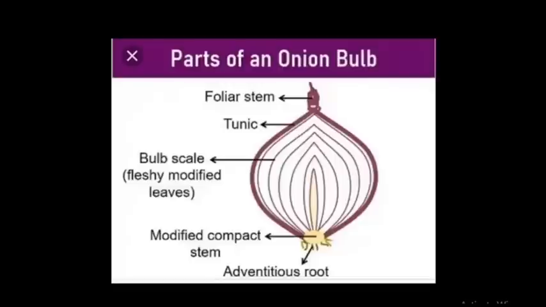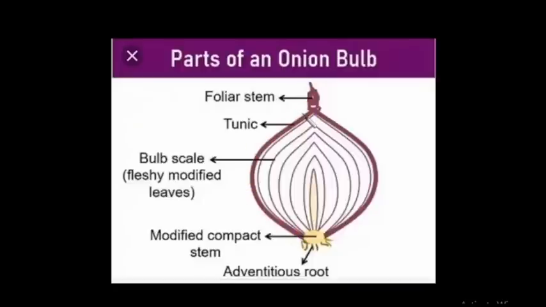This is another picture. Now this picture is a labeled diagram of the onion, particularly one that has a longitudinal cut, a cut from top to bottom. If you look at this part here, this is the foliar stem of the crop. And then on the outside, it has the coat called the tunic.